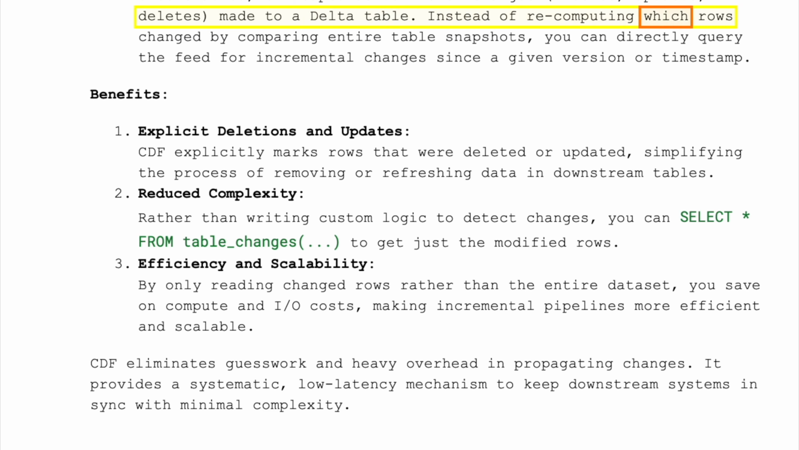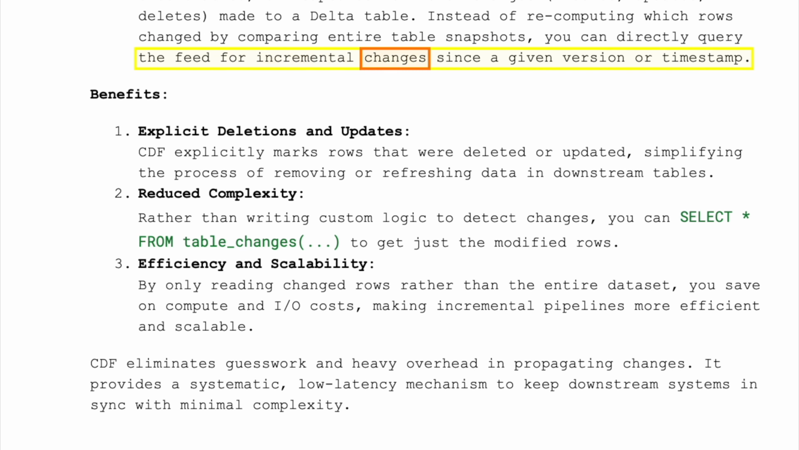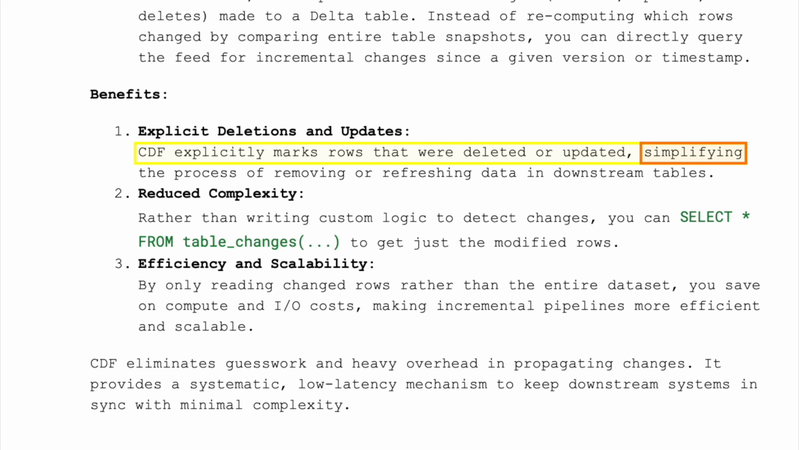Instead of recomputing which rows changed by comparing entire table snapshots, you can directly query the feed for incremental changes since a given version or timestamp. Benefits. 1. Explicit deletions and updates. CDF explicitly marks rows that were deleted or updated, simplifying the process of removing or refreshing data in downstream tables.